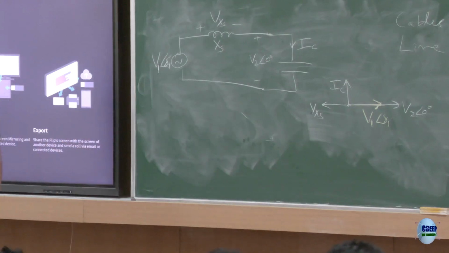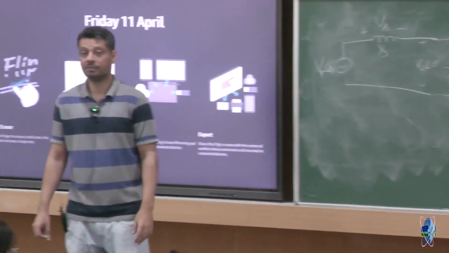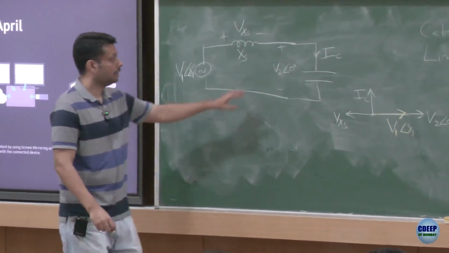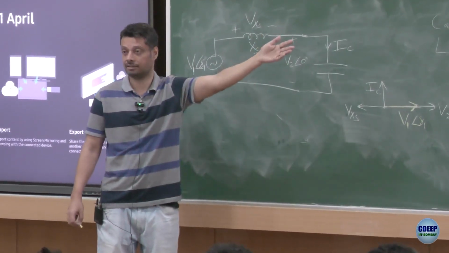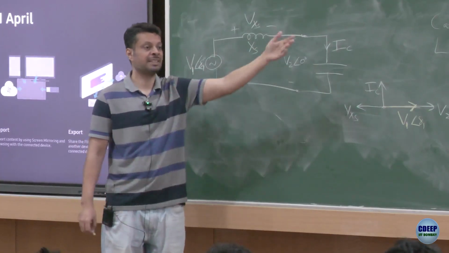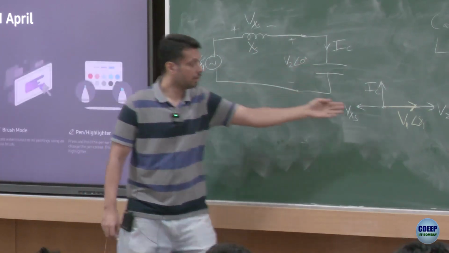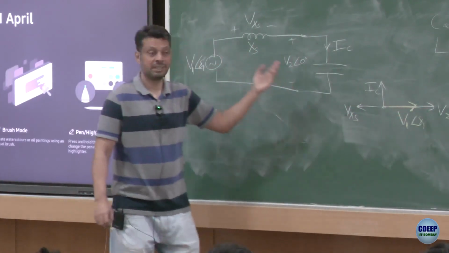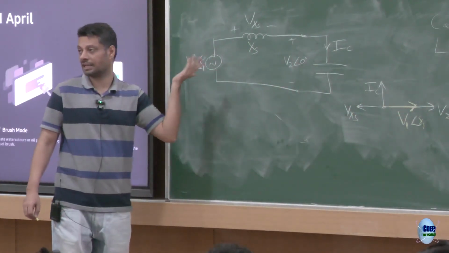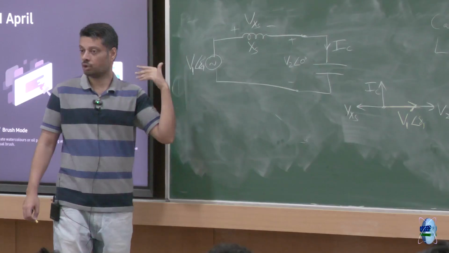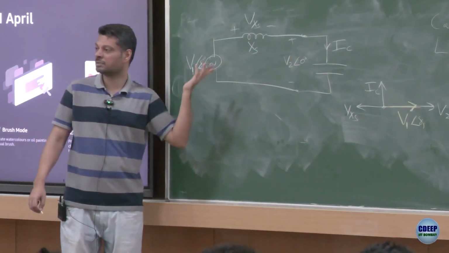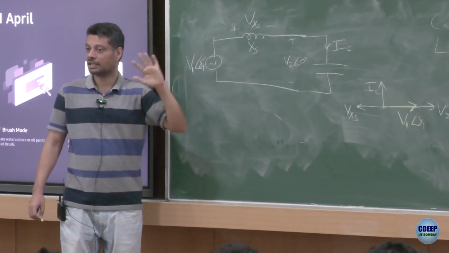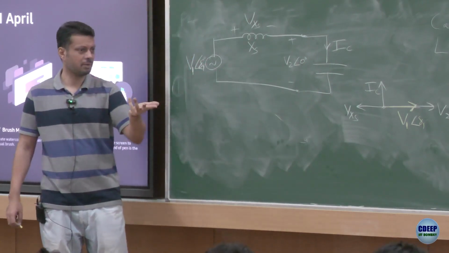Is that fine? So, what does it mean? It means that the voltage at the receiving end of the line could be more than the voltage at the sending end of the line. Is that okay? Which is a bit surprising. I mean, you would not expect it.